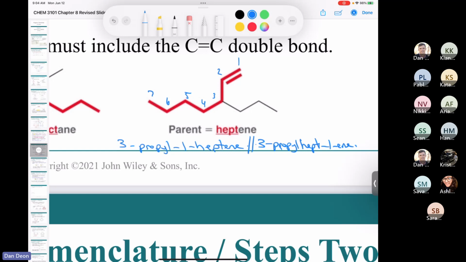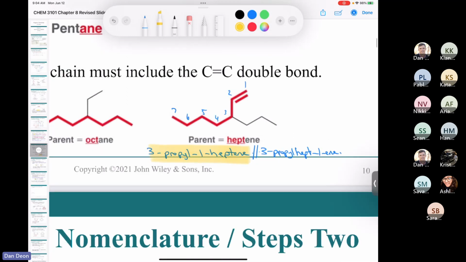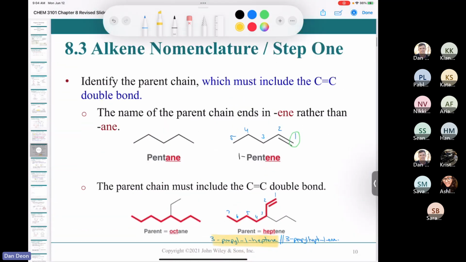Either one is acceptable, okay? 3-propyl 1-heptene or 3-propylhept-1-ene. I'll just tell you, I've taught this class a long time. My students usually lean this direction, and there's nothing wrong with that. There's nothing wrong with either one. And I think the book leans towards this direction too. We'll use both, just to get some practice on it.